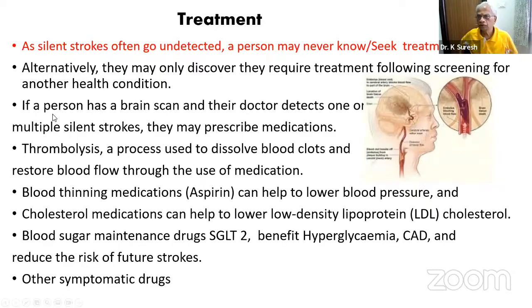Now, what are the treatment approaches? Once you recognize, as we already told, people may not seek any treatment because they don't even know that there is a problem. So only when you discover it by a CT scan done for some other problem, you may come to know.